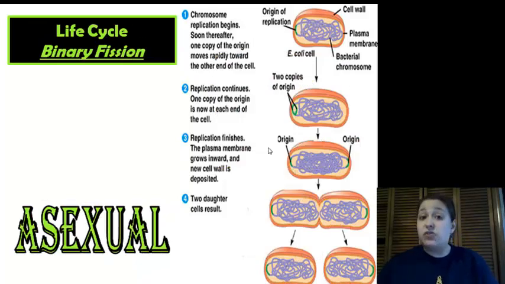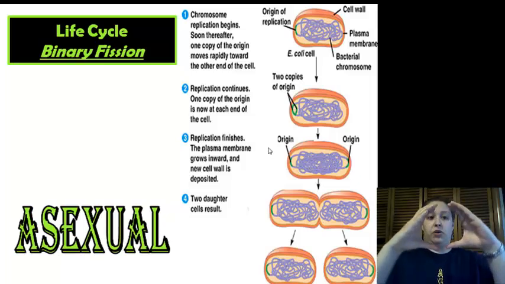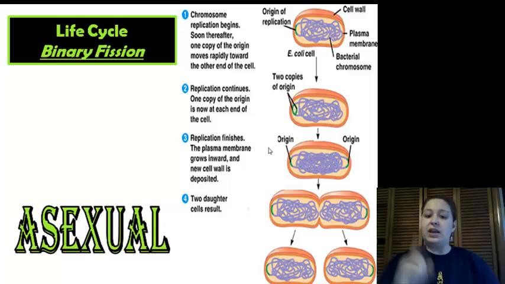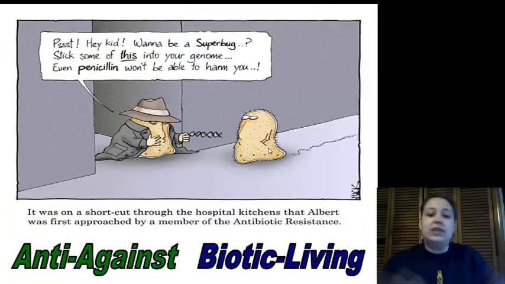Life cycle, they go through binary fission because they are asexual. So it goes from one, it grows, and then splits into two. Now they can actually pass on genes to one another.